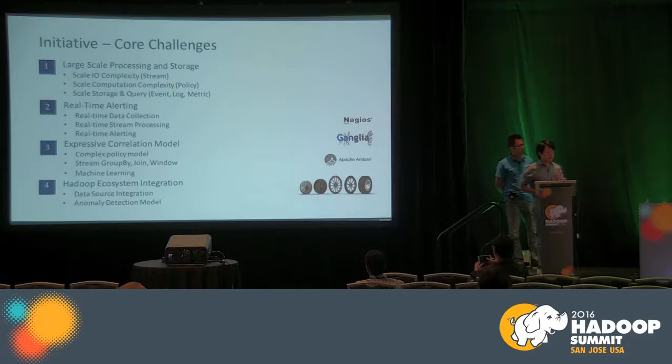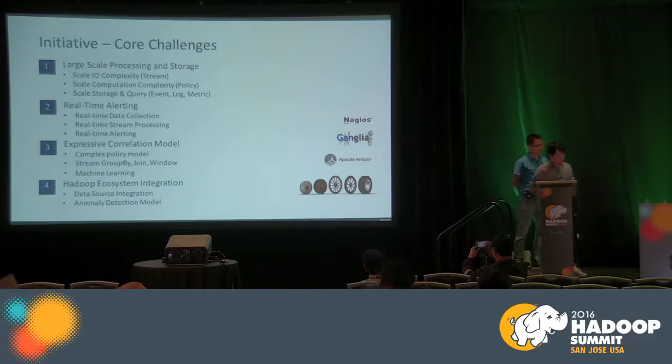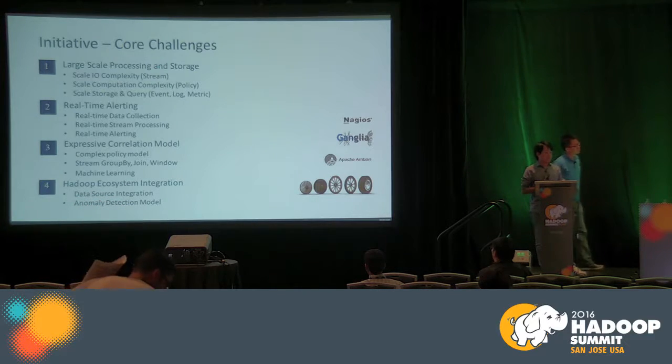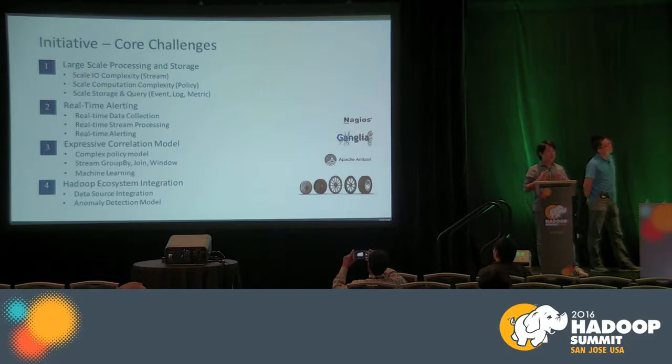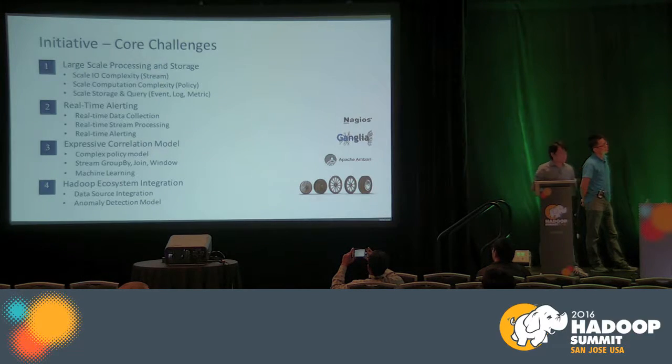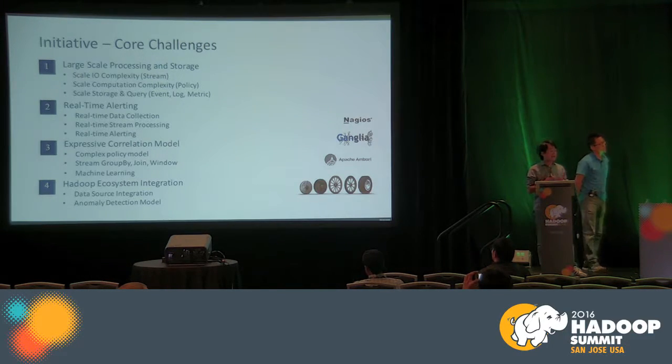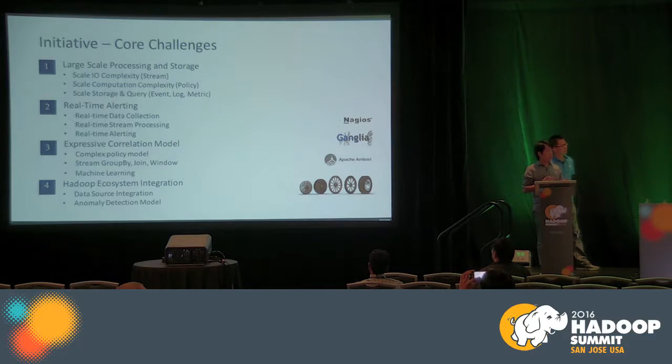To be more specific, the core challenges include large-scale processing and storage. First of all, we have a very high throughput of logs, metrics, and events. We have to process them in a concurrent or distributed way. Secondly, we wanted to define the monitoring policy. A policy is a monitoring rule. The policy may have a lot of logic, and we wanted to make sure the policy is flexible to define and very easy to manage. Managing includes deploying it, restarting it, or disabling it.